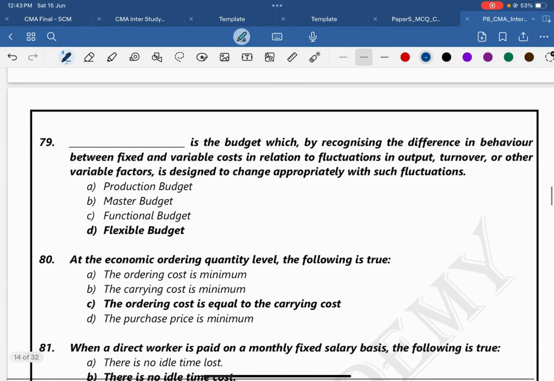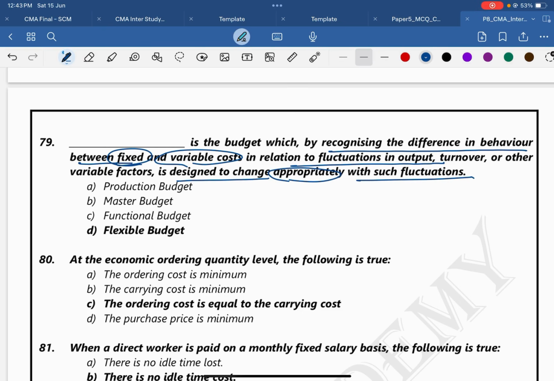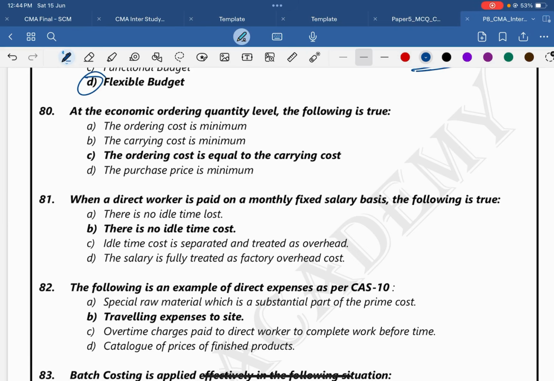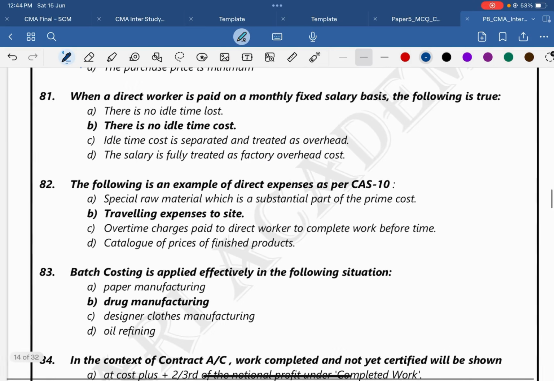Next, 79. Dash is a budget which, by recognizing the difference in behavior between fixed and variable cost in relation to fluctuations in output, that is 60%, 70% or 80%, variable factors designed to change appropriately with such fluctuation, is known as flexible budget. Next, question number 80. At the economic order quantity, we already covered, the ordering cost is equal to the carrying cost.